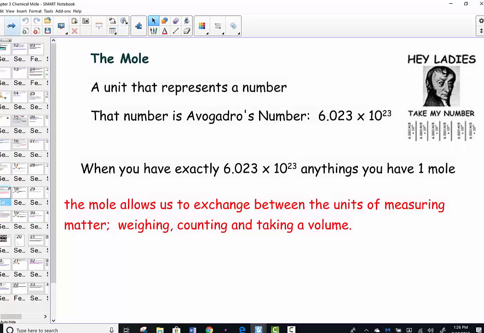real picture of Amadeus Avogadro. I know. It's a little scary. I'm just watching your faces go, ooh, I hope his mother loved him.